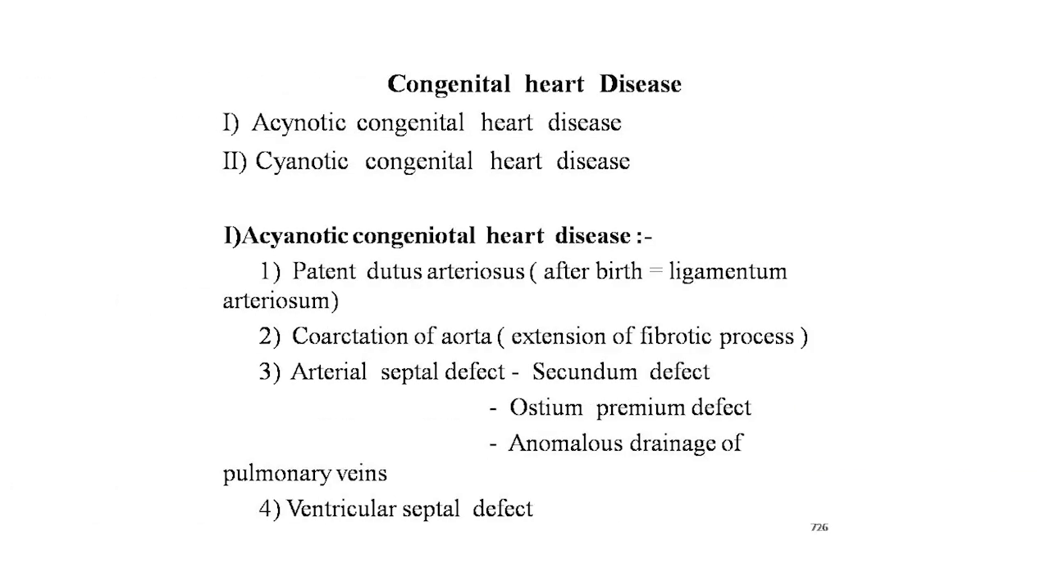Now congenital heart disease, first is acyanotic congenital disease and second is cyanotic congenital disease. Acyanotic congenital disease includes patent ductus arteriosus, after birth that is the ligamentum arteriosum, coarctation of the aorta, extension of the fibrotic process of the aorta, atrial septal defect, secundum defect, ostium primum defect, and anomalous drainage of the pulmonary veins. Ventricular septal defect, all these are the acyanotic congenital heart diseases.